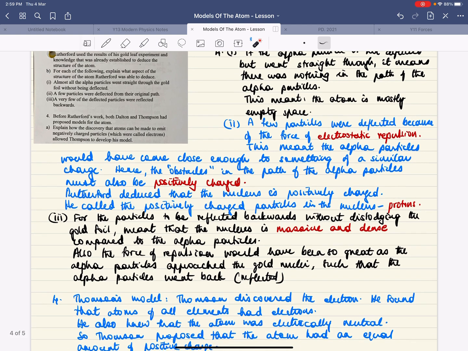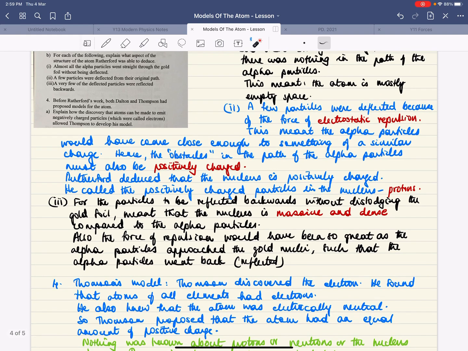And then finally, it's about Thomson's model. Explain how the discovery that atoms can be made to emit negatively charged particles, which are your electrons, allowed Thomson to develop his model.